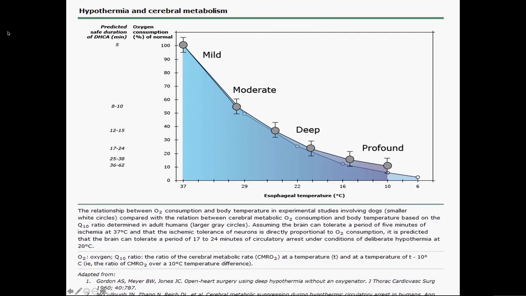This slide shows the relation between hypothermia and cerebral metabolic oxygen consumption. As we can see, on deep hypothermia at a temperature of about 18 to 20, we have about 20% oxygen consumption from normal. At profound hypothermia at a temperature of about 10 to 12, we have only 10% of oxygen consumption.